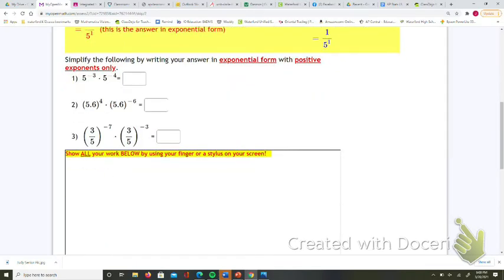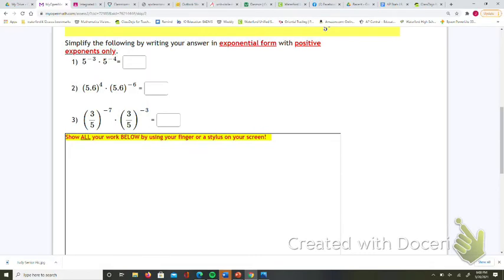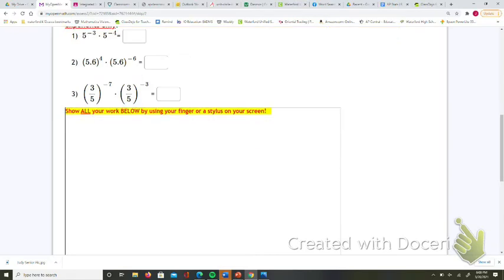So now let's see what we're going to do here. So number 1, this is where we're going to start working in our work area. So number 1, we have 5 to the negative 3 times 5 to the negative 4. Okay, we know that that equals 5 to the negative 3 plus negative 4. So we know that that is 5 to the negative 7. But then we learned that if it's a negative exponent, we have to do the reciprocal. So it's 1 over 5 to the 7th.